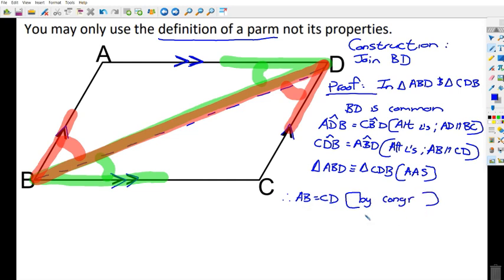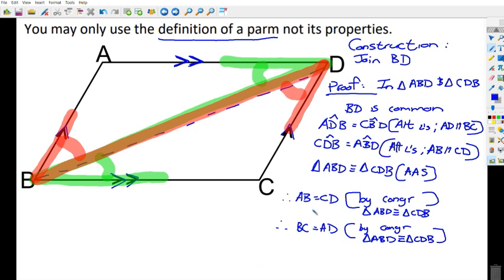If you would like, you can say that triangle ABD is congruent to triangle CDB. You can say that as well. Therefore, I can also say what other two sides are equal to each other. BC is equal to AD. And why can I say that? By congruency, same reason. Or I can say triangle ABD is congruent to triangle CDB.